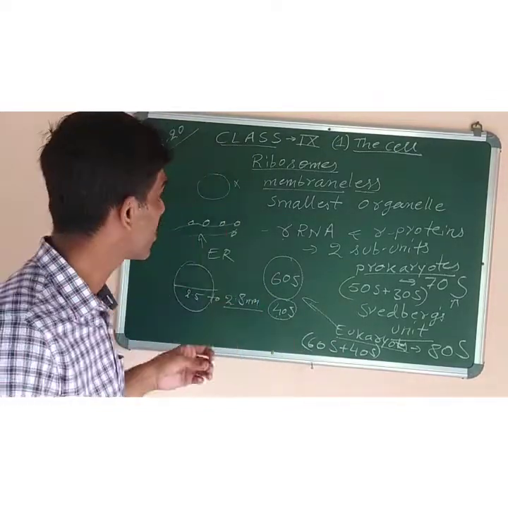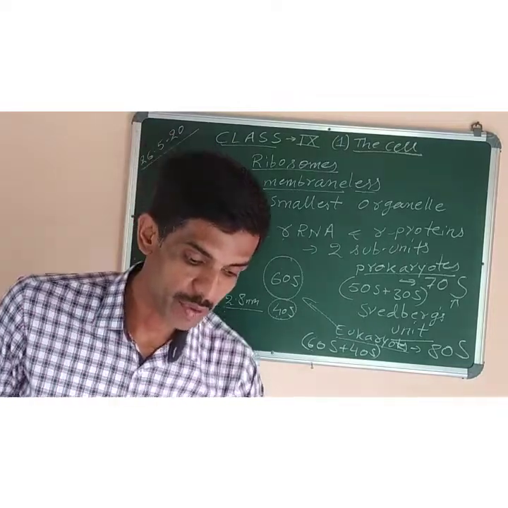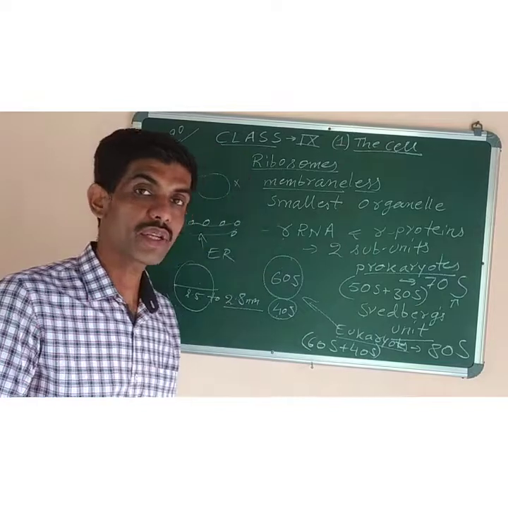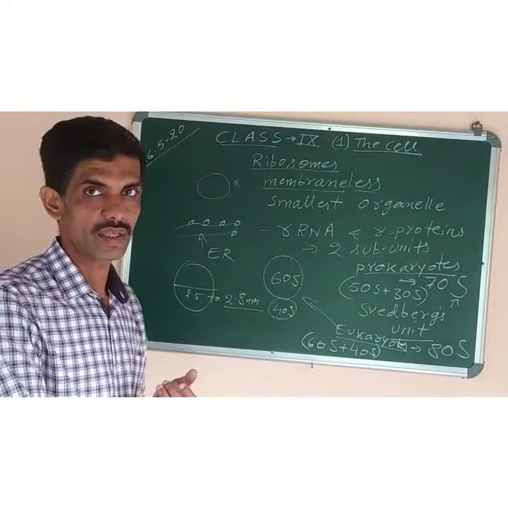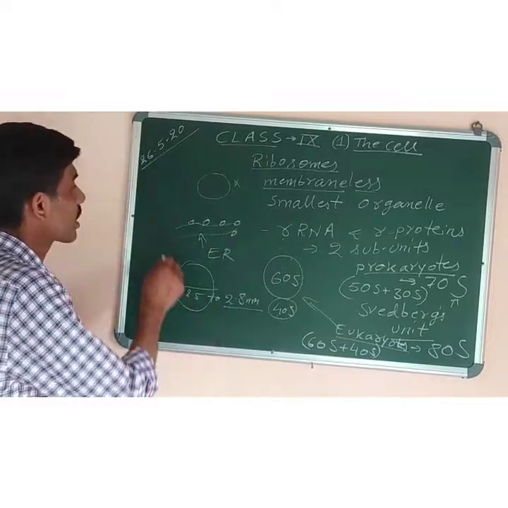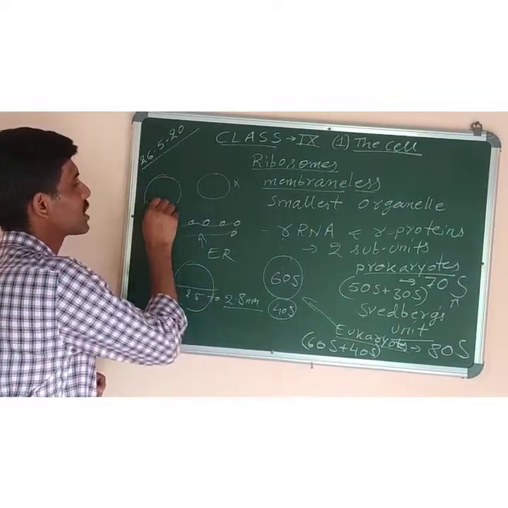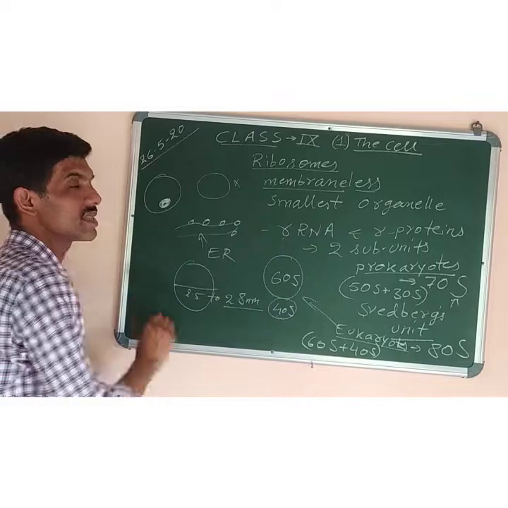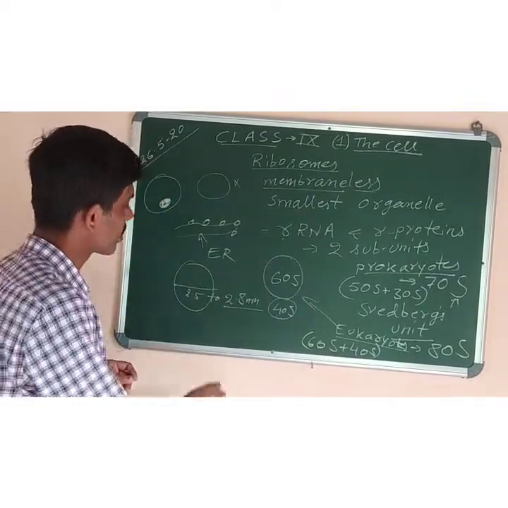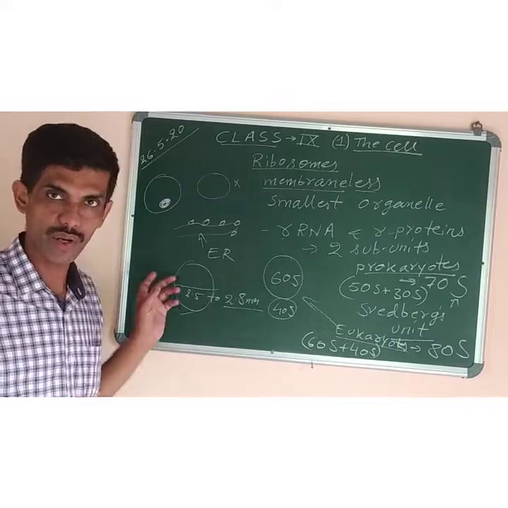So we have studied about the ribosomes. Now what is the function of ribosomes, that we have to do. Ribosomes, where they are produced? They are produced inside the nucleolus. You know what is nucleolus? It is the name of the organelle. This is the nucleus. The small spherical bodies which are present inside the nucleus are called nucleolus, and they give rise to the ribosomes. Hope you have understood this one.